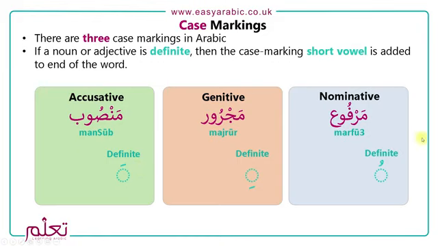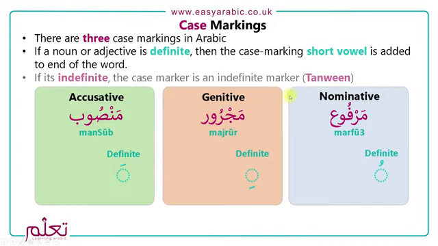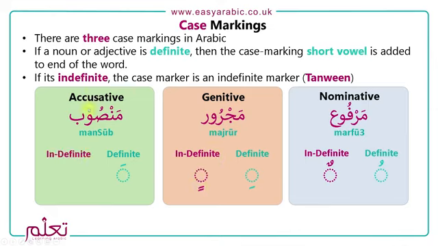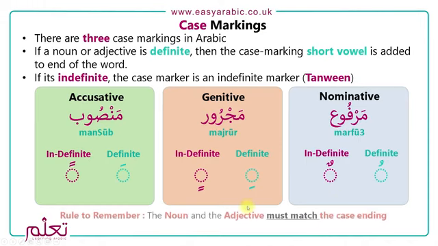If it's indefinite, then the case marker is a tanween, which is the doubled form of each one of these. So for nominative, it will be dammatain here, and then for genitive, it'll be kasratain, so doubled form, and if it's accusative, it will be fathatain. So the rule to remember is that the noun and adjective must match the case ending.